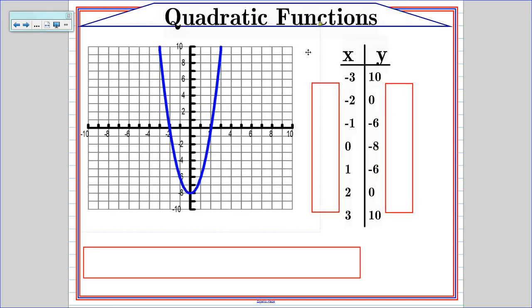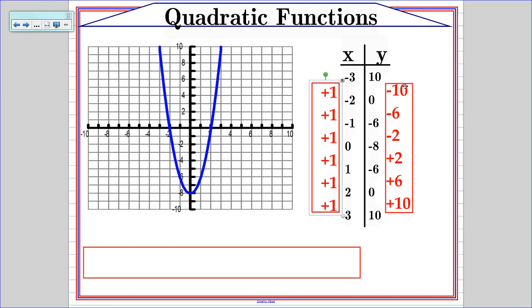All right, next up, quadratic functions. Now these graphs, their characteristic shape is called a parabola. But if we don't have the graph to look at, if all we have is the table, we're going to start by analyzing the change in y. We're also going to look and make sure that the change in x is consistent.